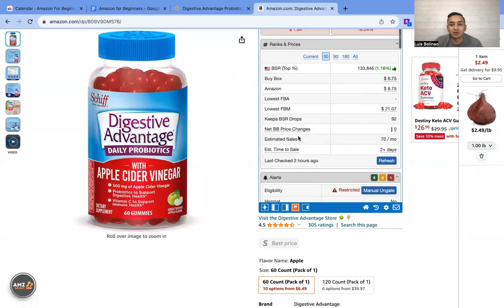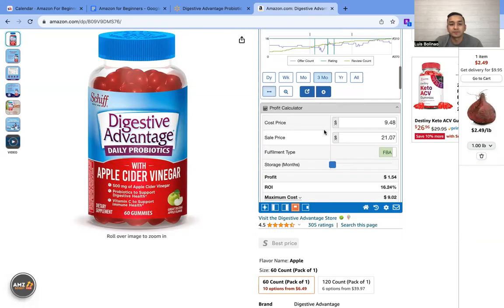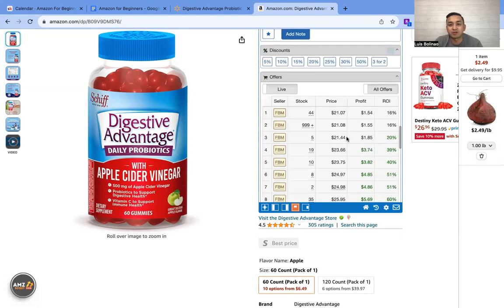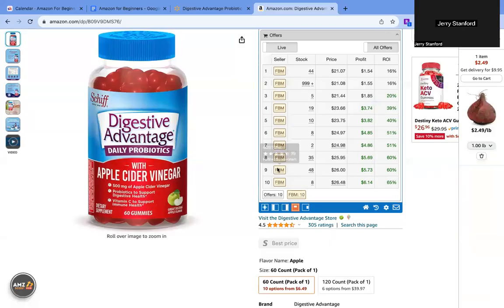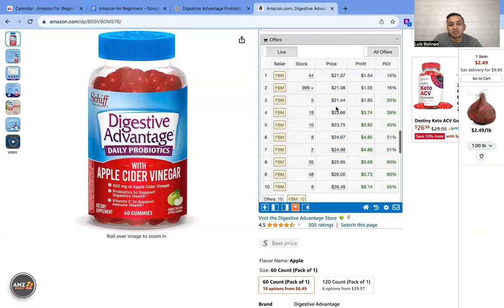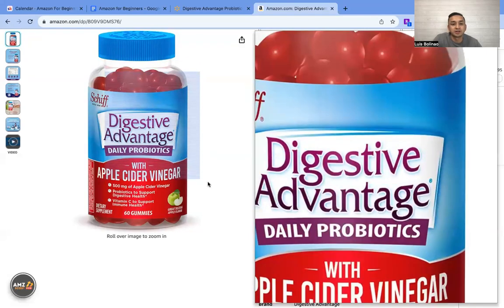So 70 sales a month at 16% ROI. Would you guys do it with this many people on the listing? No. Right, because the ratio is kind of uneven, right? 70 sales with all these people. So unless you want to sit there and wait, you can, but obviously not, right? People want to get their money quicker.